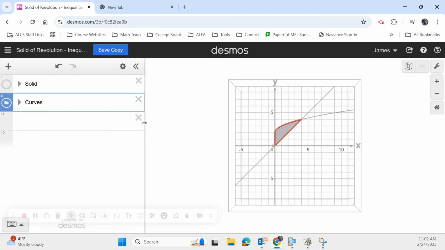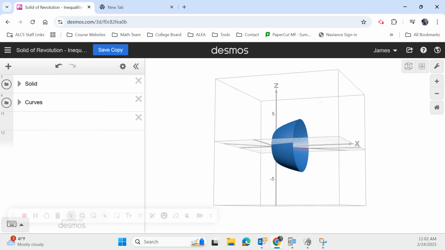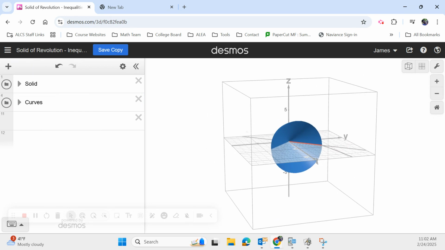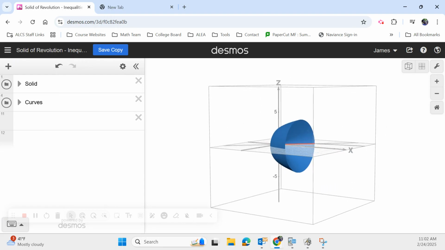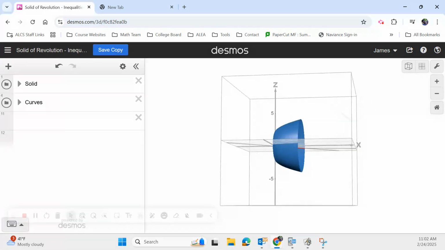So you can see the region R right here in gray, outlined in red. And then here's this solid, that region being revolved about the x-axis. If we turn it at an angle here, you can really see it's kind of hollow on the inside, really a cone shape on the inside because of the line y equals x. When you revolve it around, it just makes that cone shape.